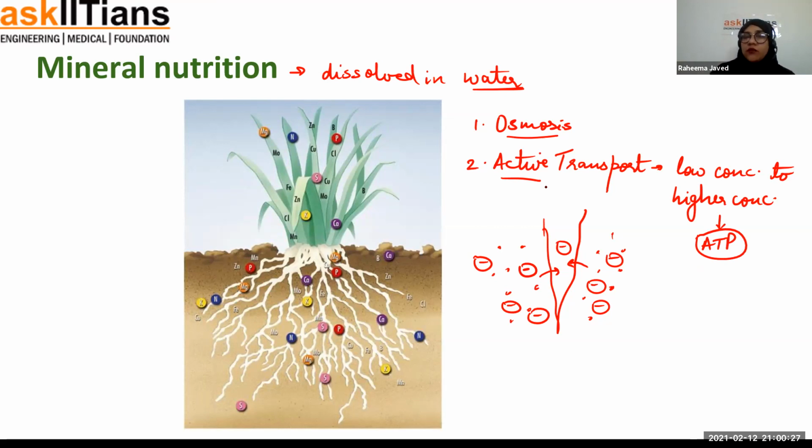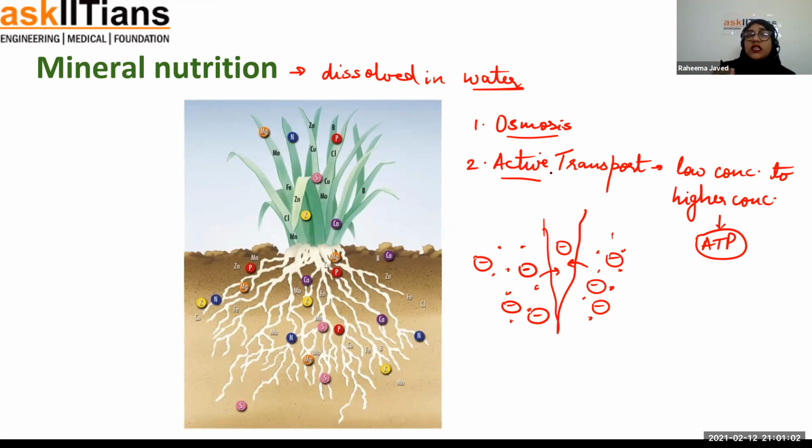Active transport is helpful in transportation of ions whose concentration is less in the soil than in the roots. So, without mineral nutrition or transport of ions, the plants cannot even work out their normal metabolic reactions. They will not be able to live. Mineral nutrition, the absorption and use of the minerals, helps the plants to live.